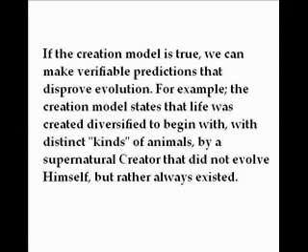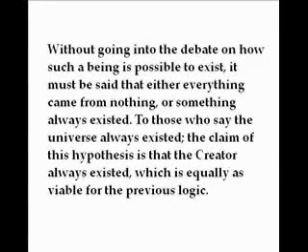If the creation model is true, we can make verifiable predictions that disprove evolution. For example, the creation model states that life was created diversified to begin with distinct kinds of animals, by a supernatural creator that did not evolve himself but rather always existed. Without going into the debate on how such a being is possible to exist, it must be said that either everything came from nothing or something always existed. To those who say the universe always existed, the claim of this hypothesis is that the creator always existed, which is equally as viable for the previous logic.